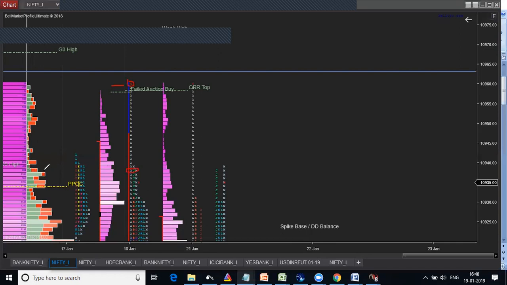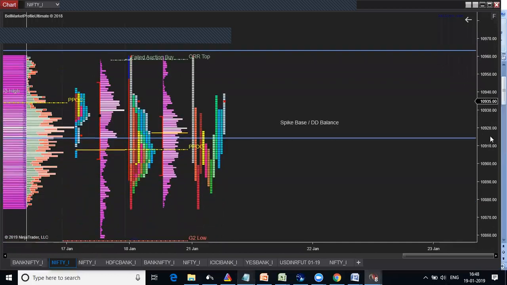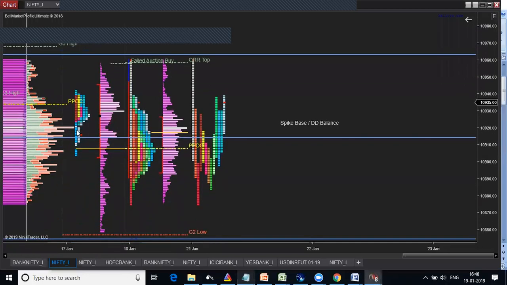I should be able to classify it, and see where exactly the point of control got built, the volume point of control. This is the place where maximum volume happened. So they call it a high volume node. And the place where the lowest volume happened for the day, they call it a low volume node, or LVN. There are people who use some HVN and LVN strategies.